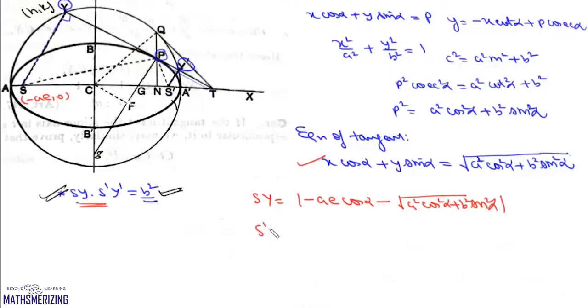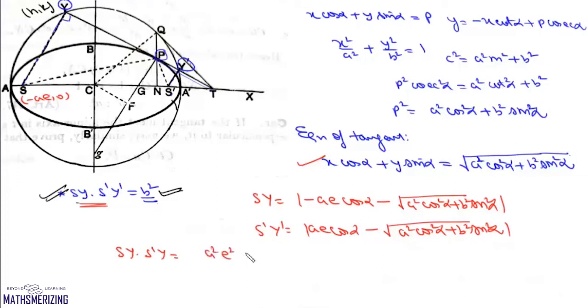And we'll find the perpendicular distance from this S'. So S'Y' will be a cos alpha and then minus under root of a square cos square alpha plus b square sin square alpha. Now we'll multiply them, then we can write SY into S'Y' and it'll be equal to a square e square cos square alpha and then minus a square cos square alpha minus b square sin square alpha with a mod sign.